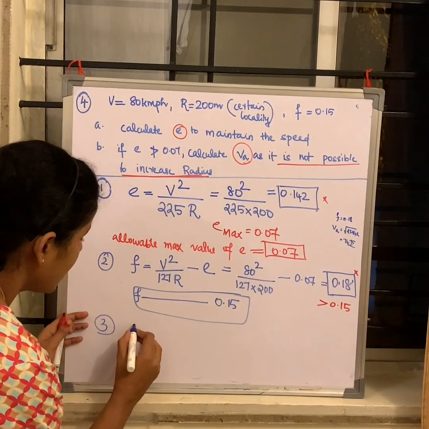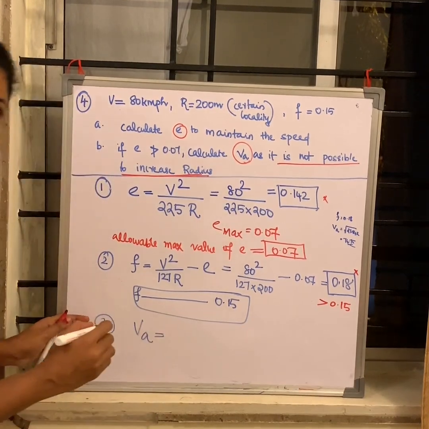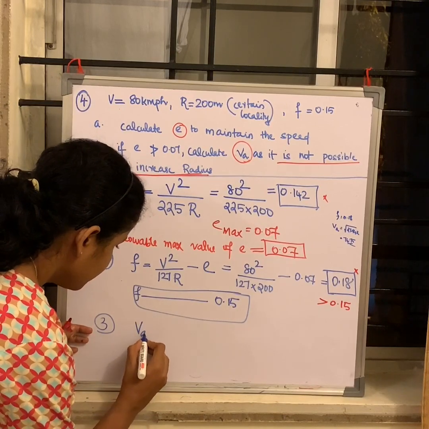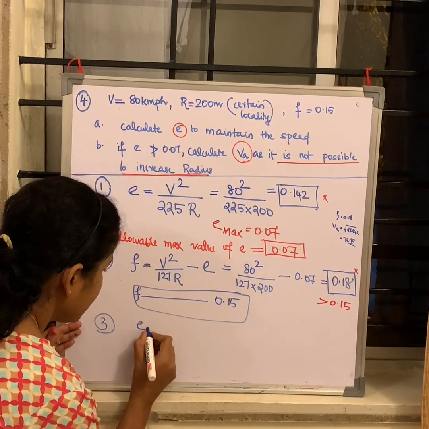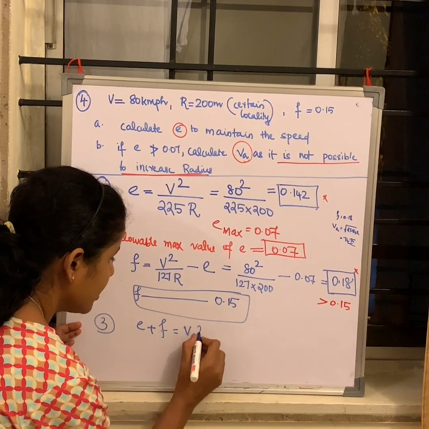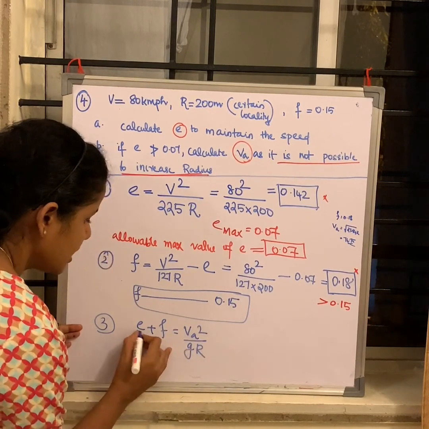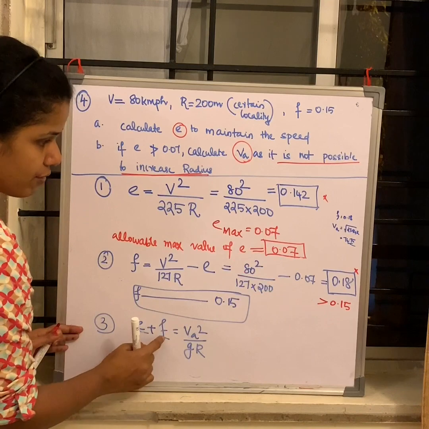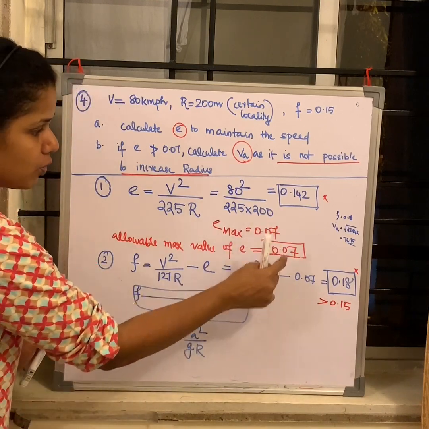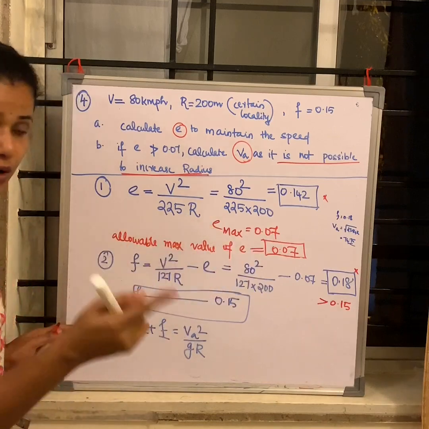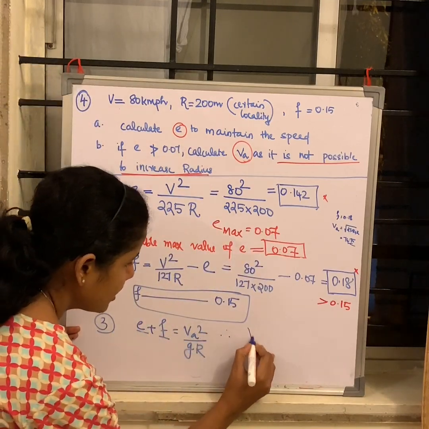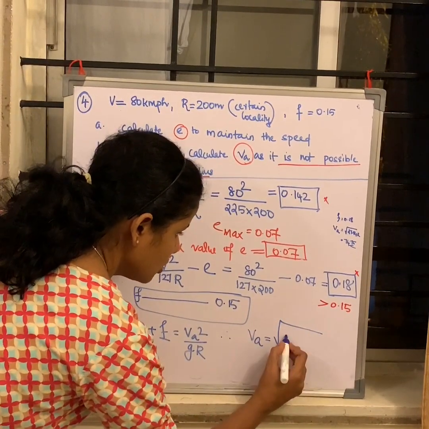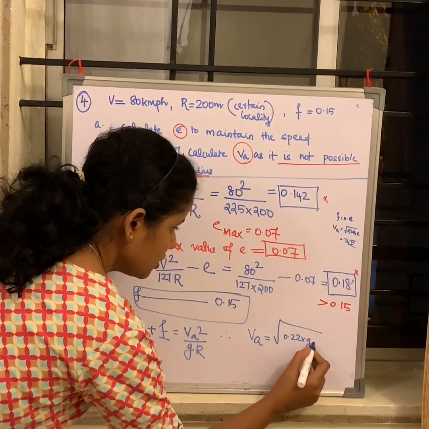Now calculate the allowable speed. Do you remember the equation? The equation we have written for allowable speed: E plus F is equal to VA square divided by gR. This E and F we said are maximum values, that is E is equal to 0.07, F is equal to 0.15. So if you add both, 0.07 plus 0.15, 0.22 you will get. So VA is equal to root of gR into 0.22. That's how we have written the equation. So 0.22 into g into R.